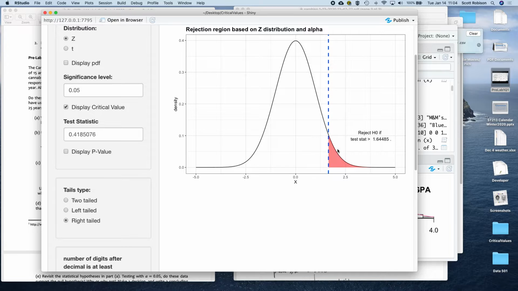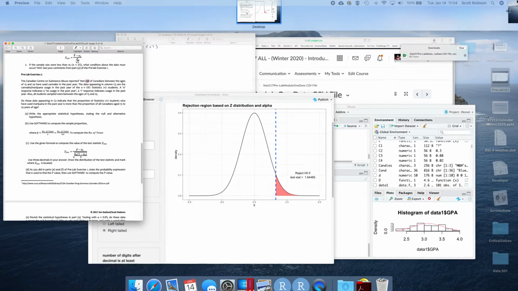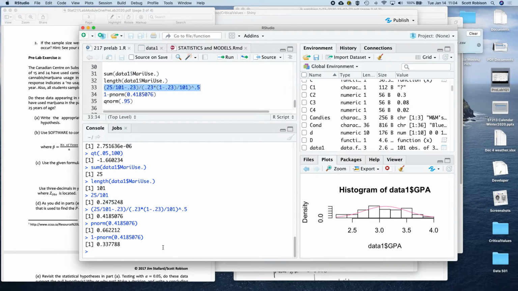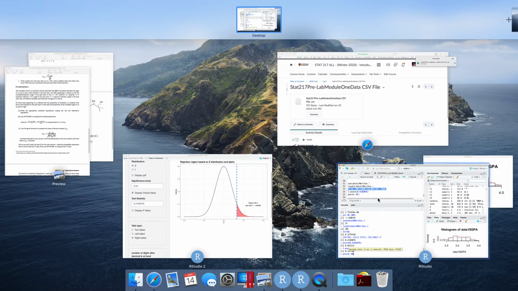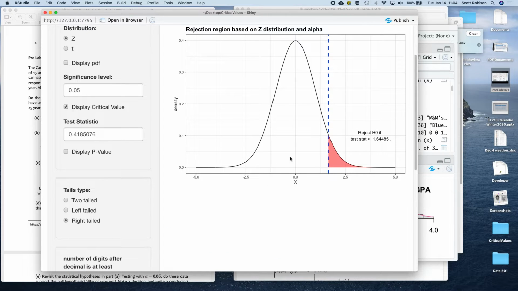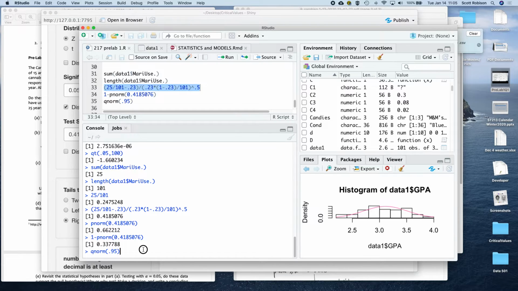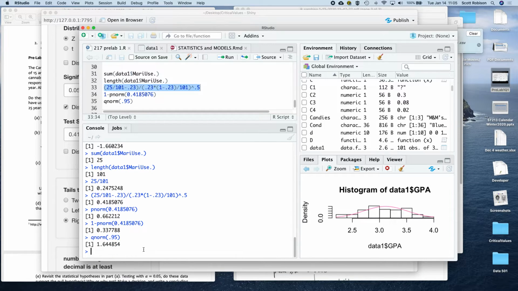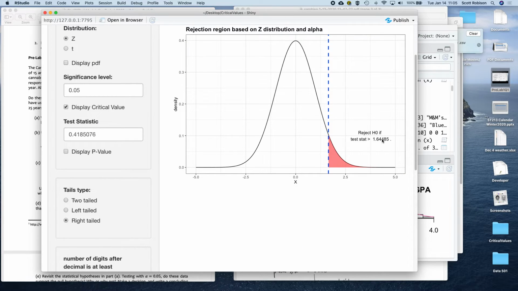So here, if there's 5% on the right, that means that there's 95% on the left. When I have the area and I want the value, instead of doing P norm, I need to do Q norm. And here the area on the left has got to be 95%, and the area on the right is 5%. So here, if I ask what is the value such that 95% of the area is on the left, then that's Q norm of 0.95. And here you can see this is what the critical value actually is right there.